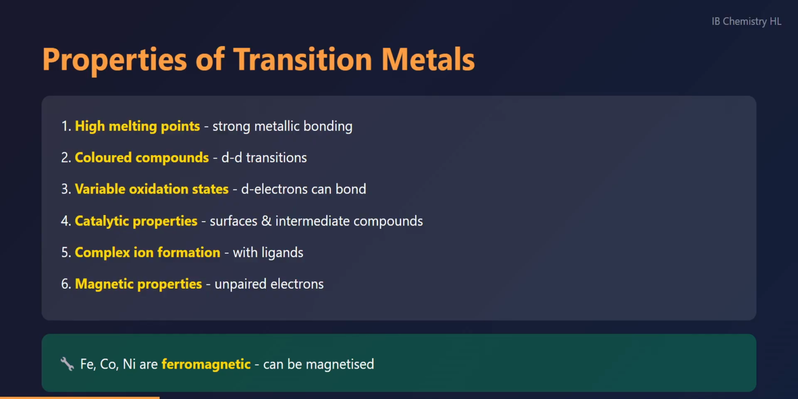Transition metals exhibit several characteristic properties. First, they have high melting and boiling points due to strong metallic bonding involving d electrons. Second, they form colored compounds. Third, they show variable oxidation states. Fourth, they act as catalysts. Fifth, they form complex ions with ligands. Sixth, they show magnetic properties. Some transition metals like iron, cobalt, and nickel are ferromagnetic. Let us explore each of these properties in detail.